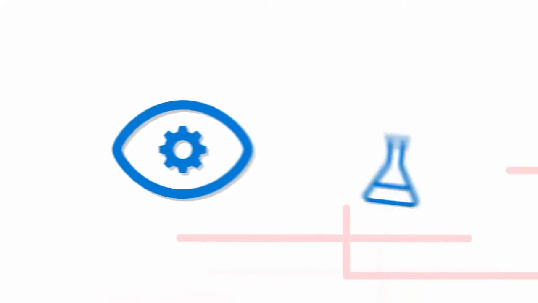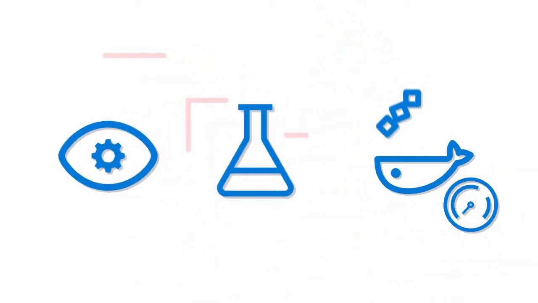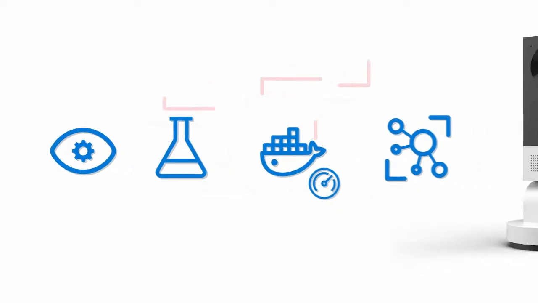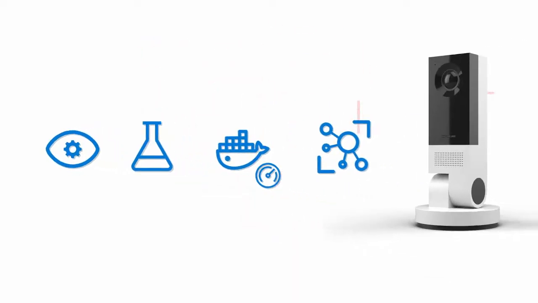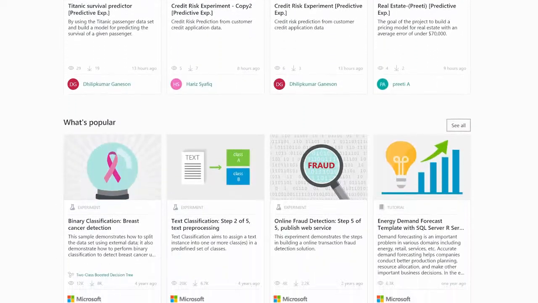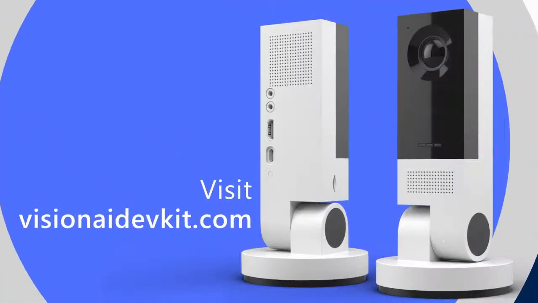You can start building your own model with Microsoft's Custom Vision AI service, or bring your own TensorFlow, Caffe, or ONNX model and package it using Azure Machine Learning. Or you can pick an existing model from the Azure AI Gallery to easily create your own Vision AI solution.